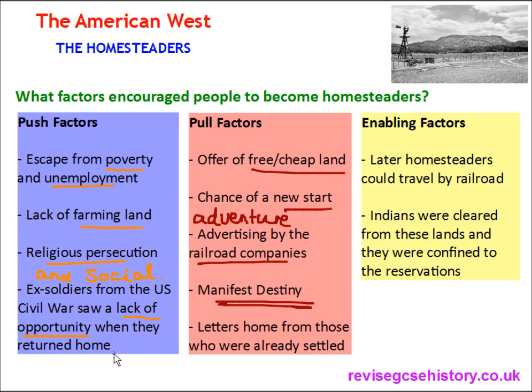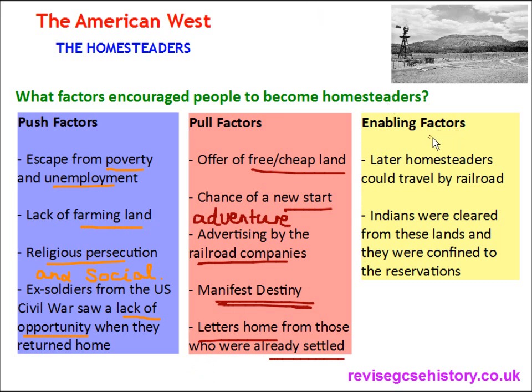So manifest destiny is the belief that it's the Christian Americans' God-given right to civilize and settle the whole of the North American continent, and that anyone who stops them from doing this is a traitor of the USA and a traitor of God too. And also, many who had already settled sent letters home, and this encouraged people to live on the plains and start farming there for themselves.